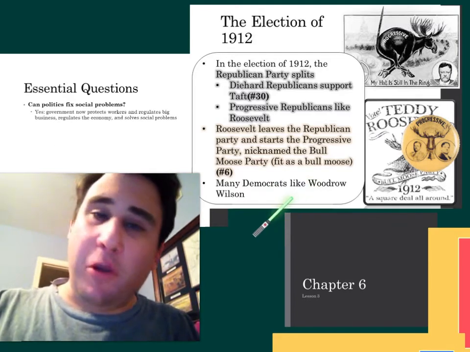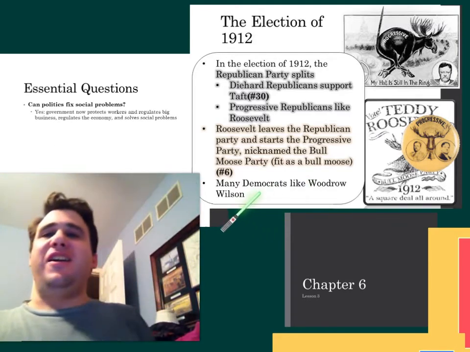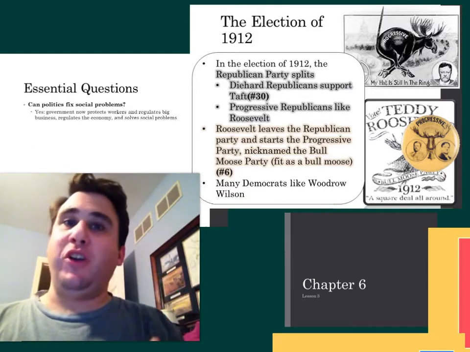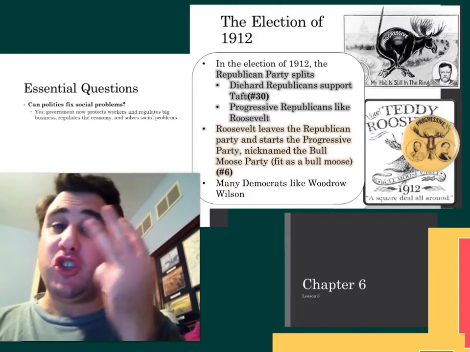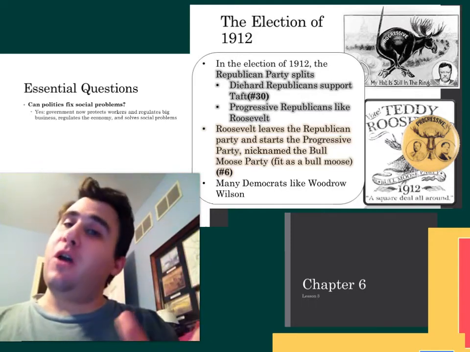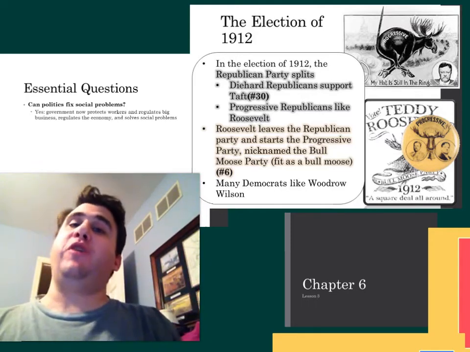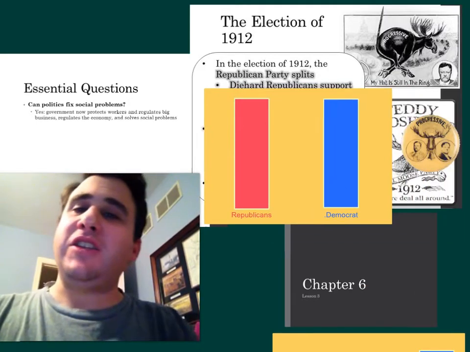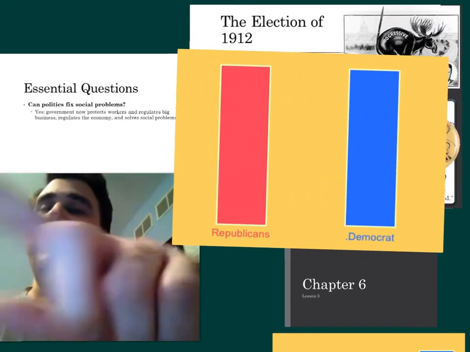You can see him here. Many Democrats like Woodrow Wilson. You're going to see, for the first time in American history, at least in a long time, a really competitive race where there are three political parties. Now, you know that there's typically only two political parties, right? You know there are Democrats and Republicans. And for the most part, those Democrats and Republicans, it's like 50-50 in our country.